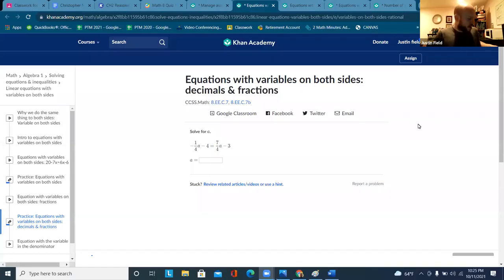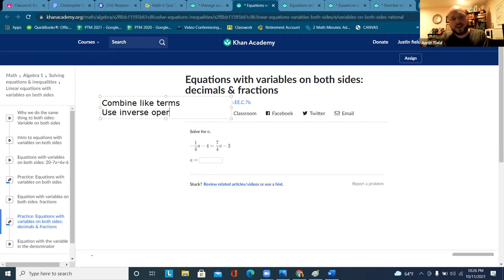All right, Math 8, we have some more equations this week. So we're going to continue to use what we did last week. One of our steps, our first step last week, was to combine like terms and use inverse operations.